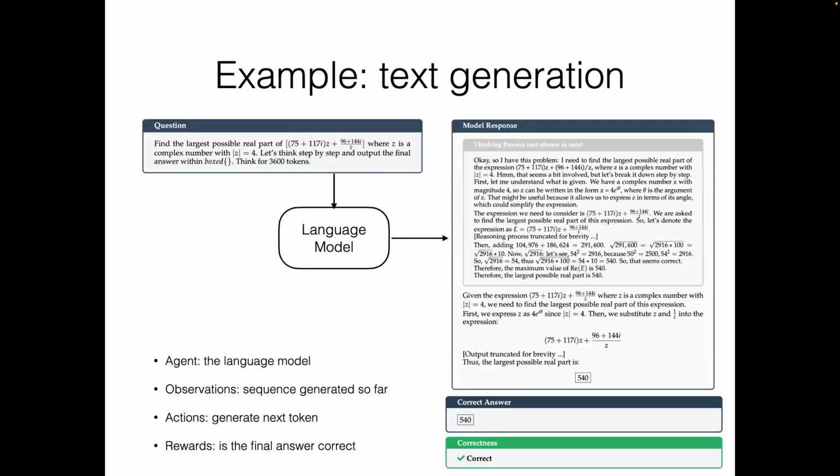Okay, and then there's text generation. So here, one way to frame this is your agent is the language model. Your observations are, let's say, the input and what it has generated so far. And your actions could be generating the next token in the output. And then your rewards will depend on the application. We'll see a couple examples in the next lecture. Here, let's say that we're solving these math problems, and so our reward is basically, is the final answer correct or not?